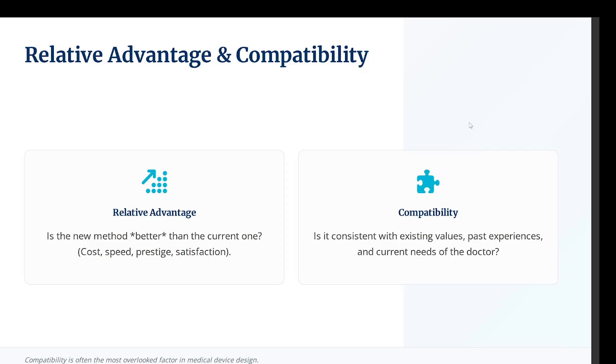So the first one is relative advantage. The first and often most influential attribute, relative advantage, refers to the degree to which an innovation is perceived as being superior to the practice or technology it replaces. Importantly, the perceived advantage rather than the objective advantage drives adoption decisions among healthcare professionals. For example, minimally invasive laparoscopic surgery gained widespread acceptance because it offered clear advantages.